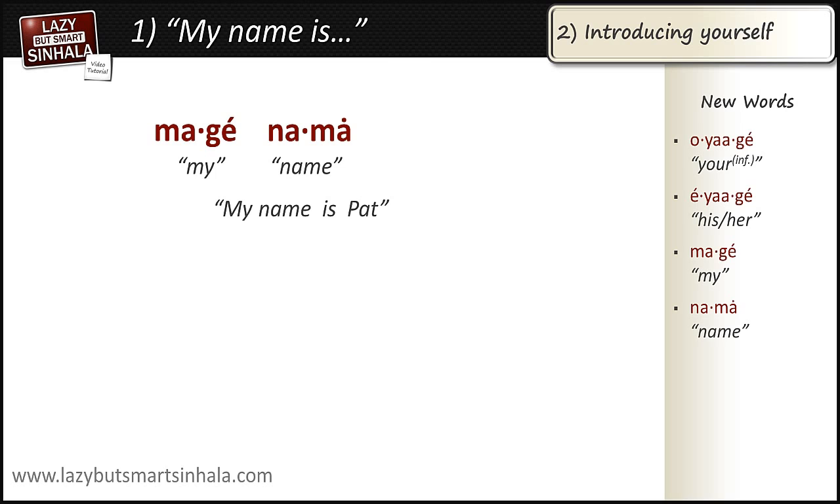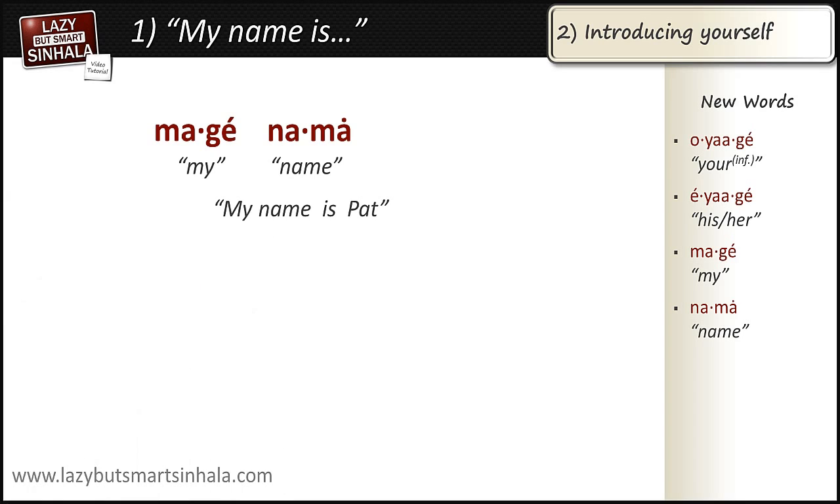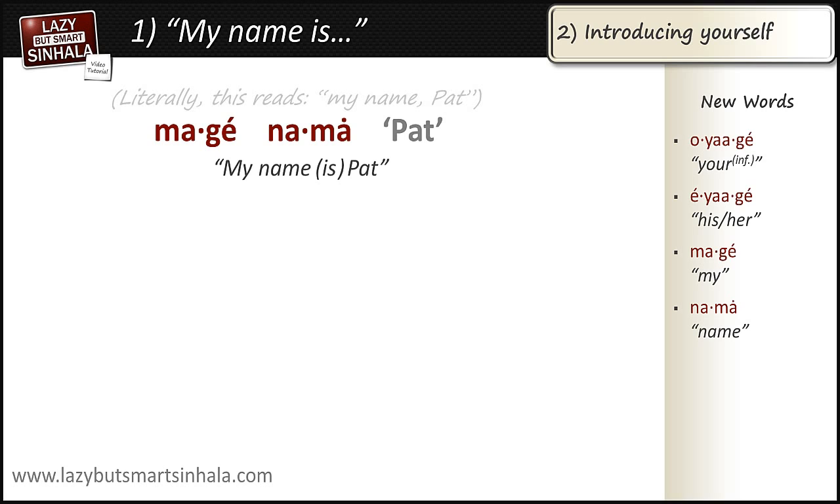Now regarding sentence structure, we saw a tip in episode 1 where I told you that in Sinhala, the equivalent expressions for are, am and is are not used very often. This is one more of those instances when we don't need to use is. So all we need to do to say my name is Pat is to add the name at the end of these two words to give us the sentence Mage nama Pat. Mage nama Pat. This literally reads my name Pat.